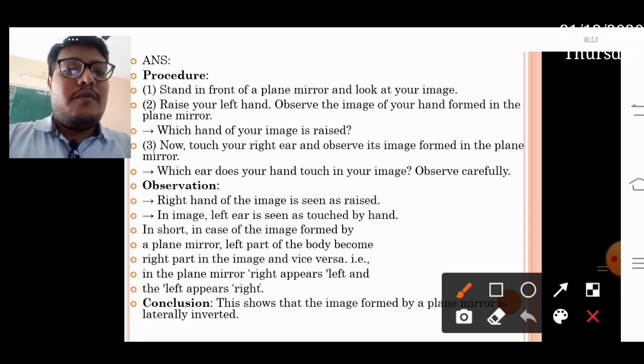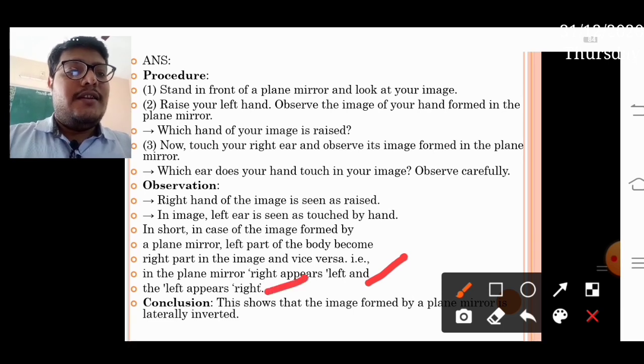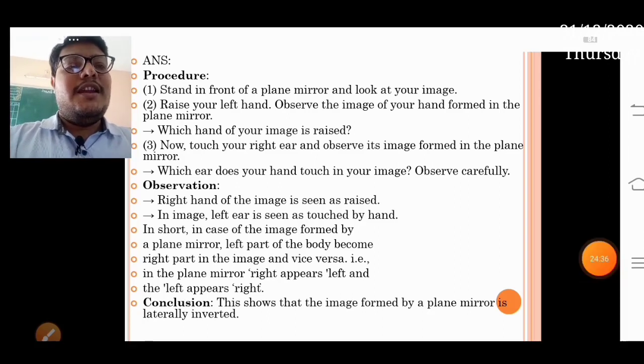So in short, in case of the image formed by the plane mirror, the left part of the body becomes the right part of the image, and vice versa. Vice versa means left becomes right for the image, right becomes left for the image. In the plane mirror, right appears as left and left appears as right. So what will be our conclusion? The conclusion is, this shows that the image formed by a plane mirror is laterally inverted.